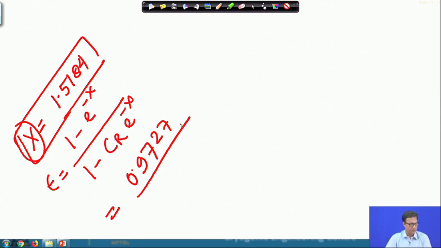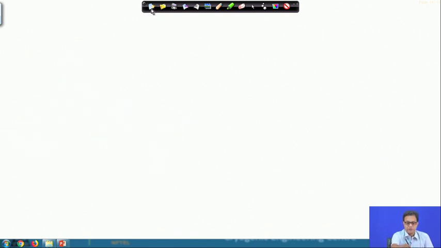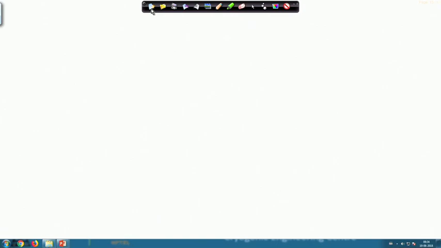97.27% effective, or its ineffectiveness is basically 0.0273 or 2.73%. So, this is how we estimate the effectiveness of the regenerator or simulate the performance of any regenerator in a nutshell.